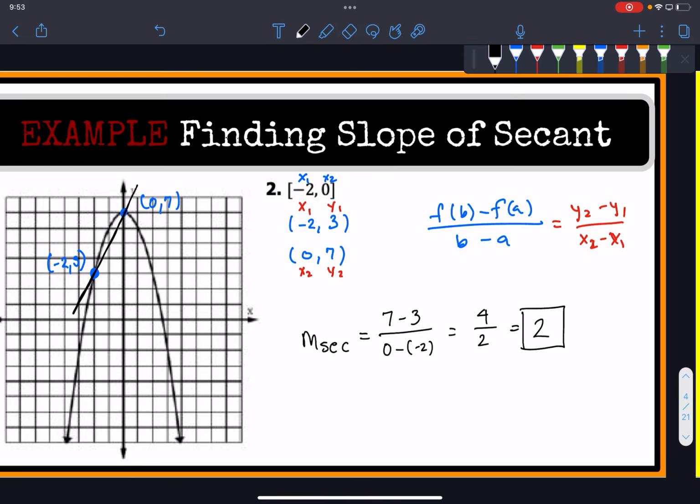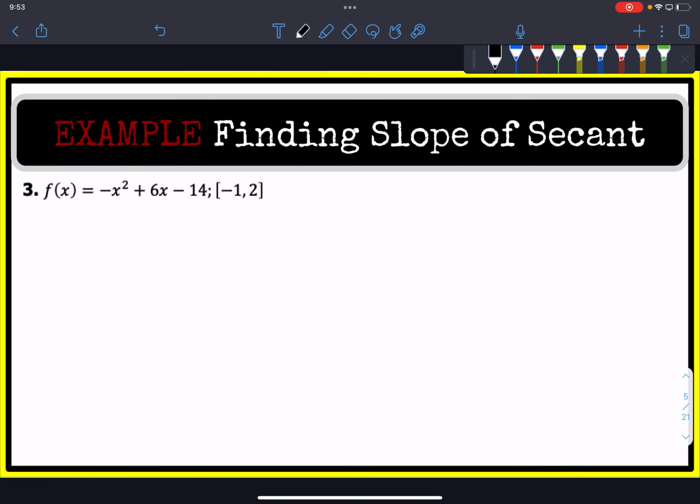Now, if we're not provided a graph like in this example, and instead we're provided the function rule, we still need to do the exact same thing. Figure out what the y values are in order to determine f of b and f of a. So here we have the function rule, and we're looking at finding the average rate of change, the slope of the secant, in the interval of -1 to 2. So these are my x values, x1, x2, and we're going to first figure out what f of -1 is.